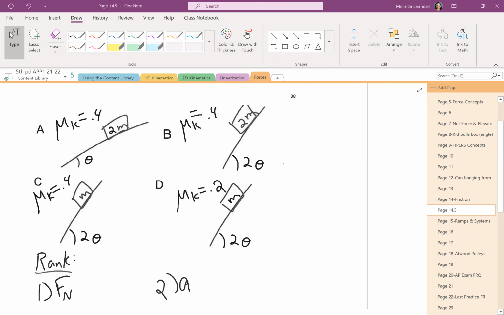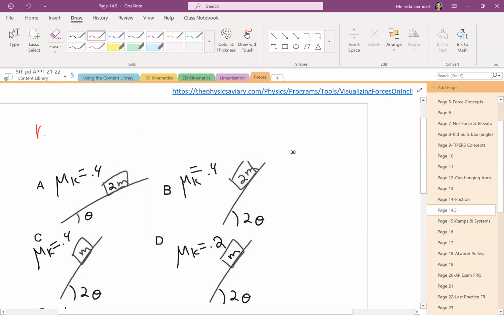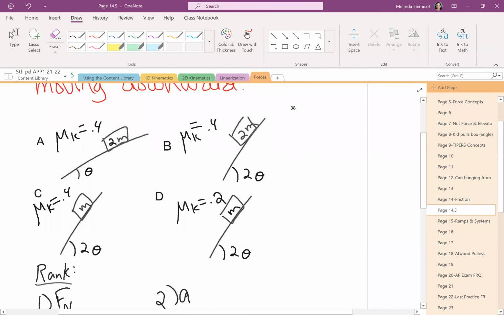And so kinetic right off the bat tells us what about the object? It's moving, all right? Now, we don't know if it's moving up or down, but that's okay. It doesn't matter, okay? And so we'll just say it's going down the ramp because in order to go up, it's still going to accelerate down. So we'll just say they're all moving downward, okay? Just for consistency. And so the first ranking is normal force.